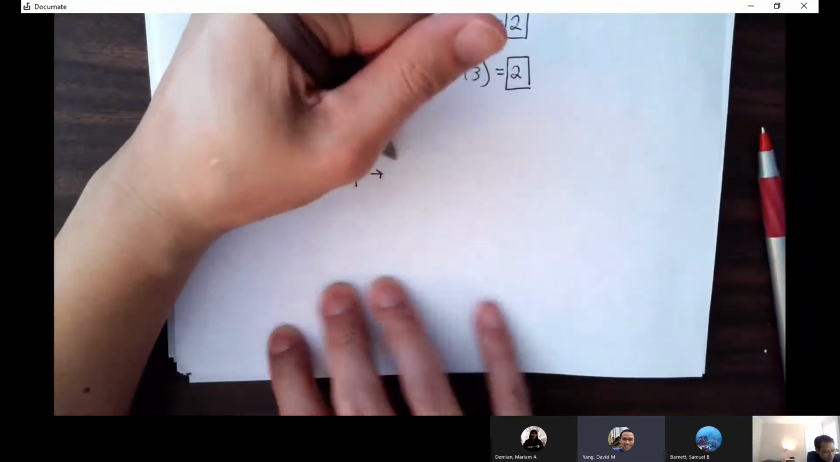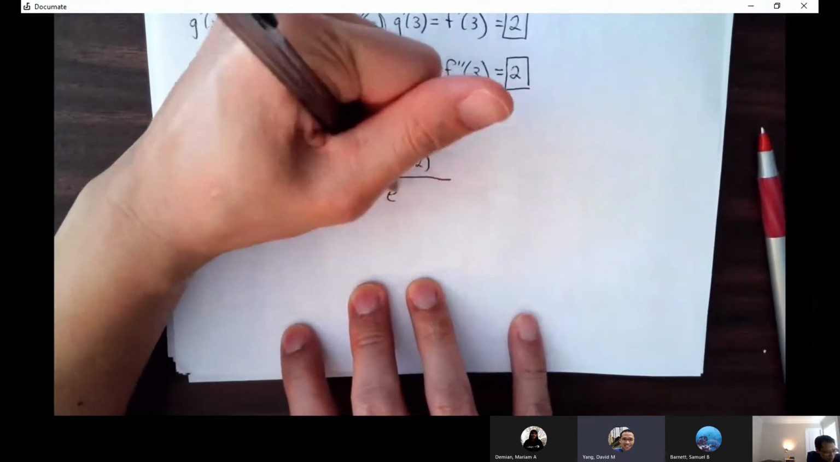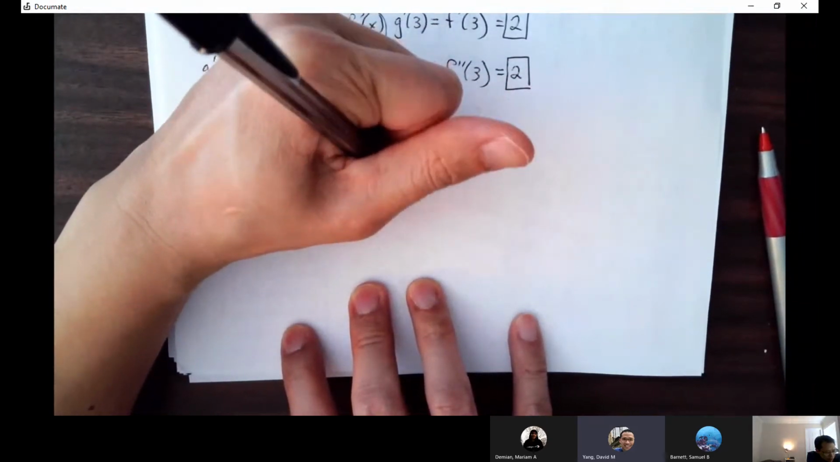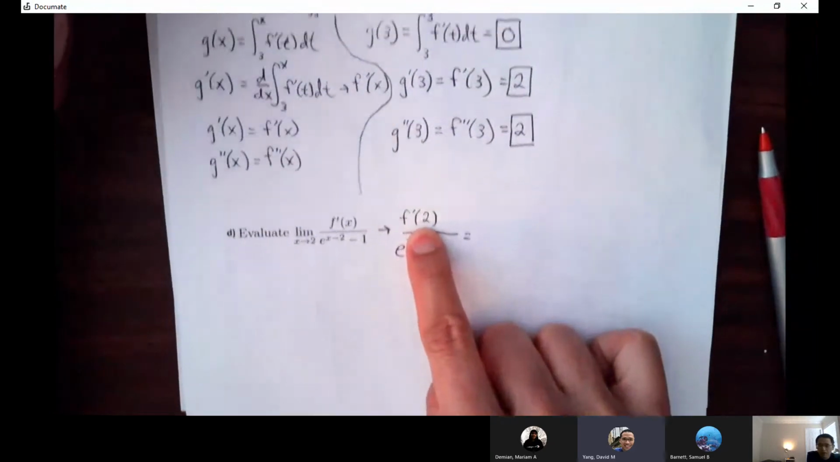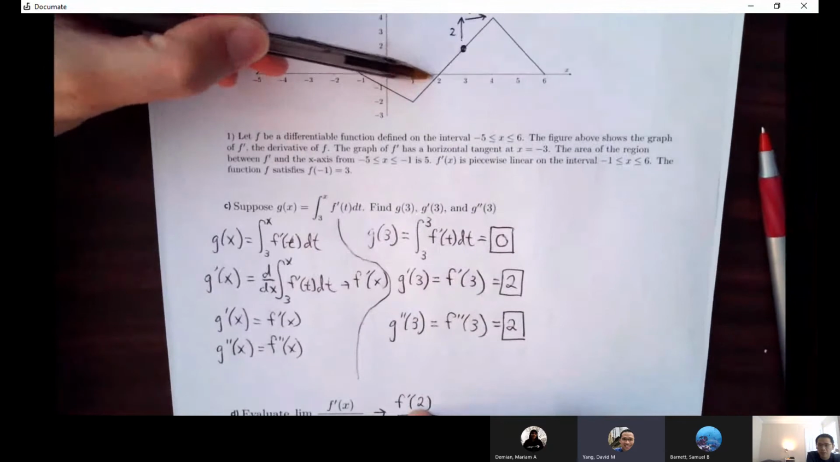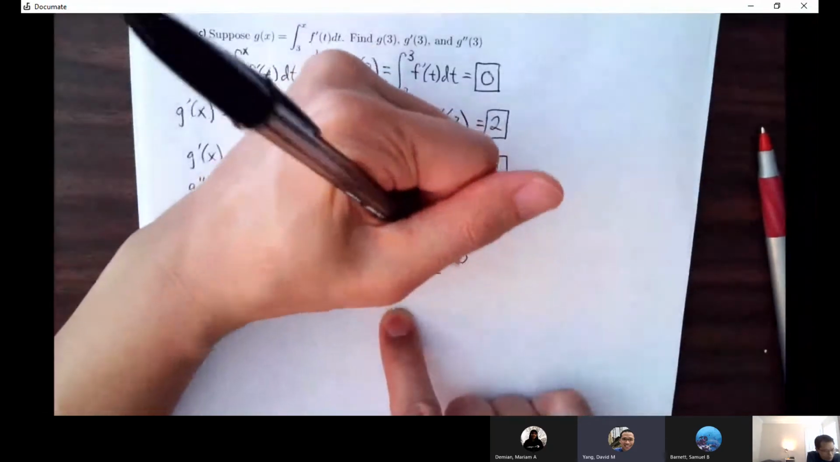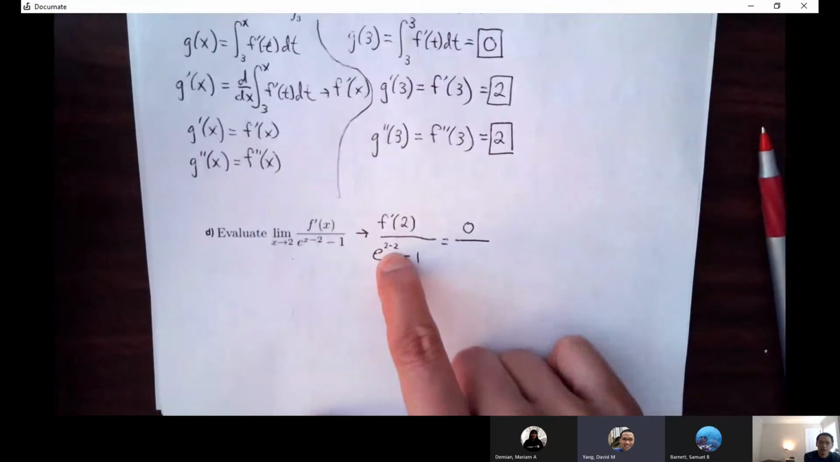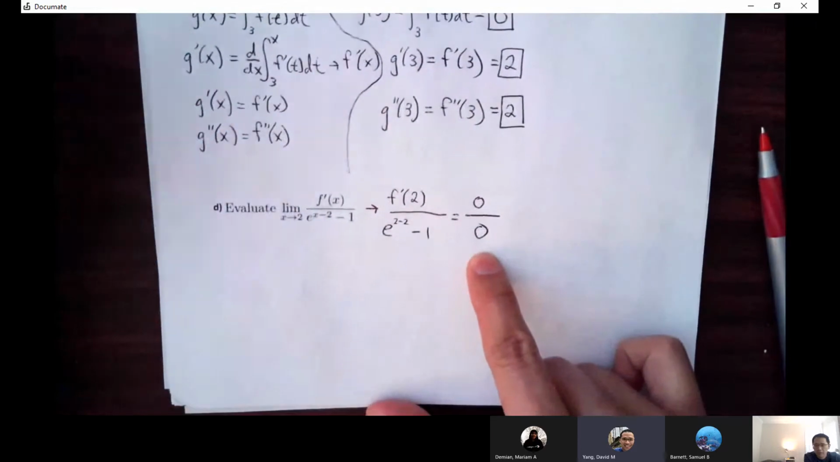So if I enter 2 in, I get f prime of 2 over e to the 2 minus 2 minus 1. So f prime of 2, we know that this is the f prime graph. We can just look for the ordered pair. f prime of 2 is just going to be 0. So the numerator is 0. Denominator, 2 minus 2 is 0. e to the 0 is 1. 1 minus 1 is 0. So we have 0 over 0.